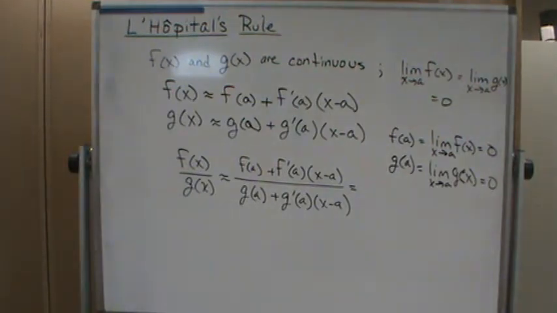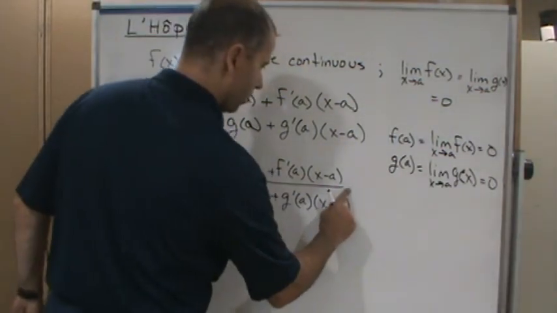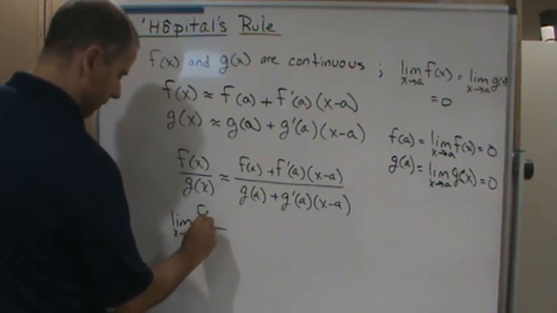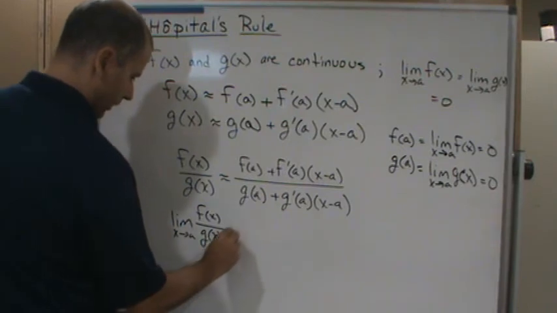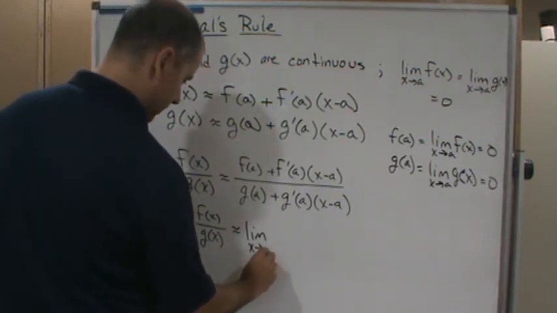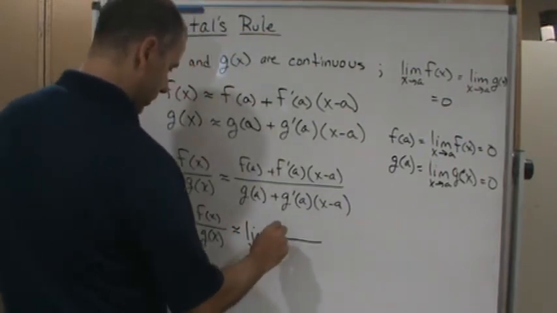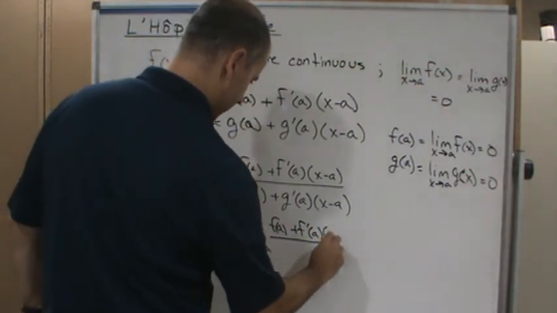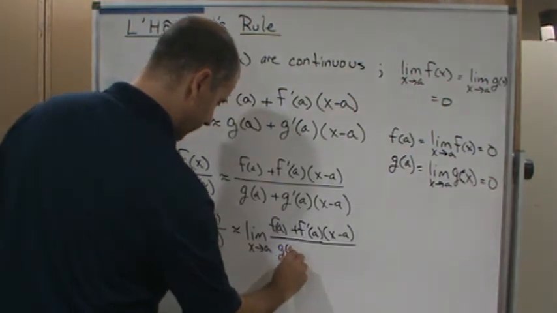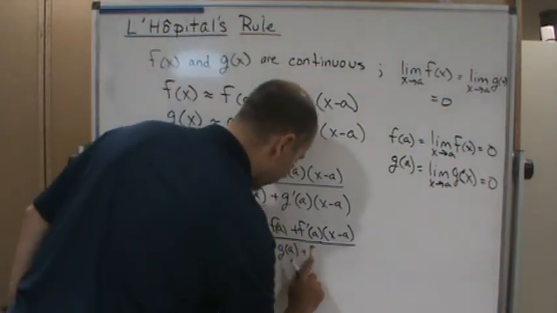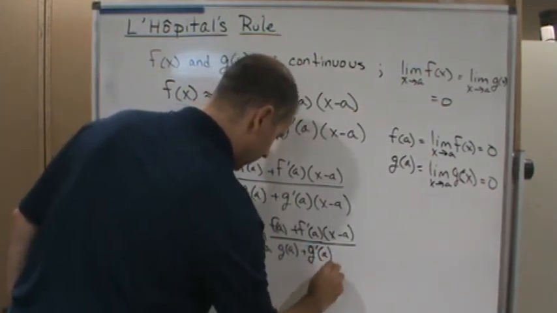So now, what happens? If we take the limit, oops, so if we take the limit as x approaches a of f of x over g of x, then that's going to be approximately the limit as x approaches a of f of a plus f prime of a times x minus a, divided by g of a plus, oops, I want to write g, not f, g prime of a times x minus a.